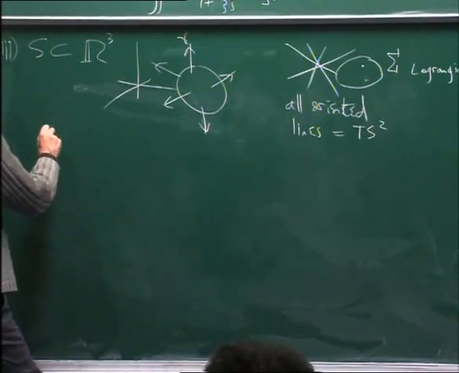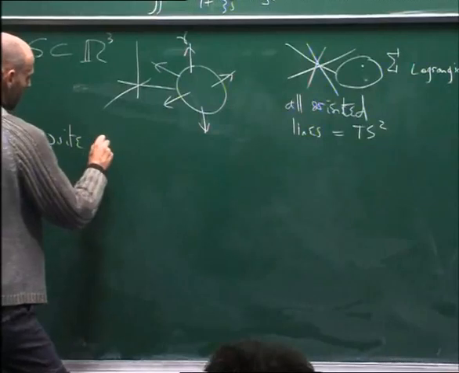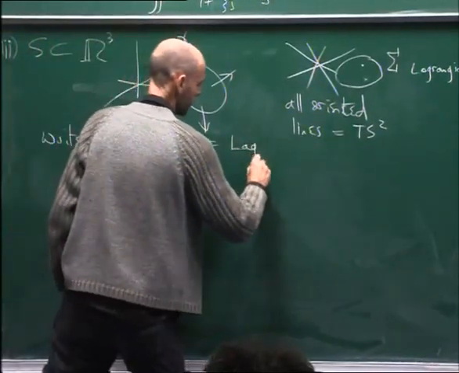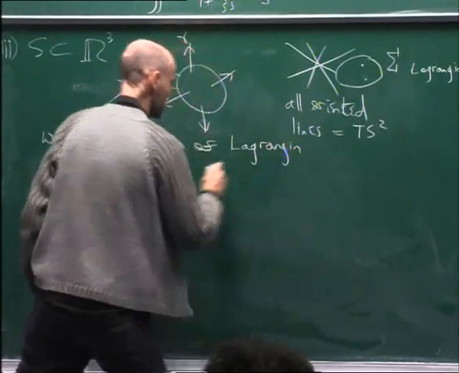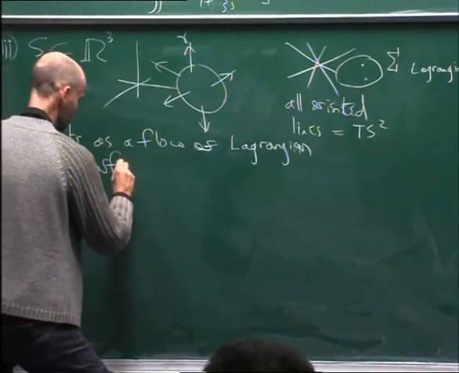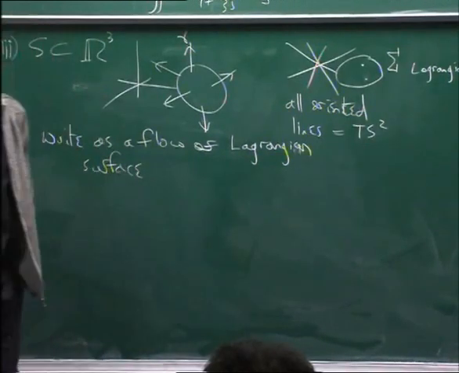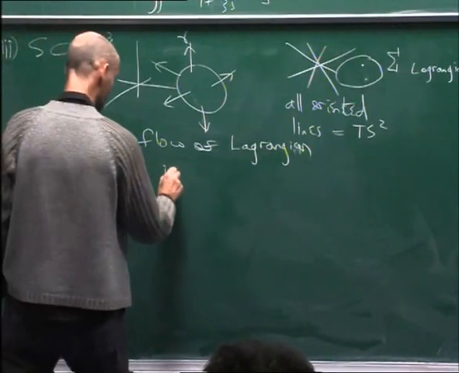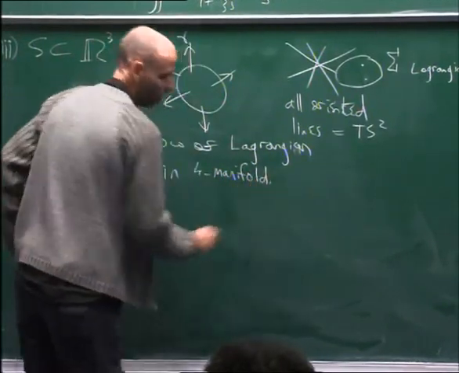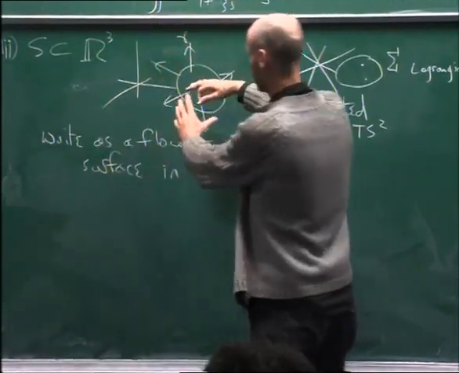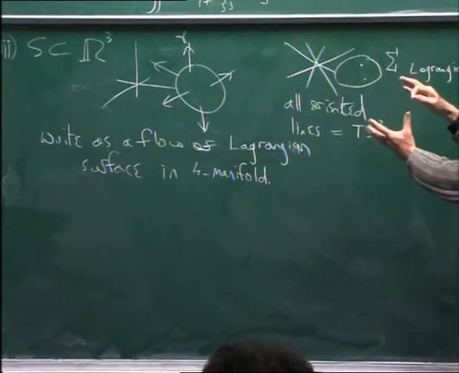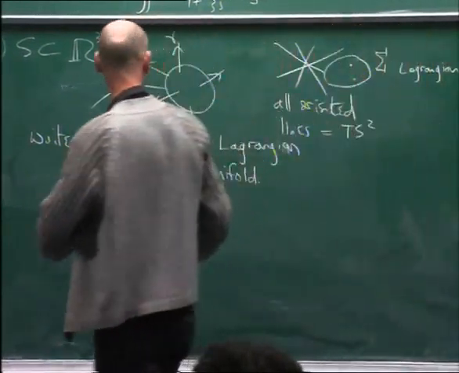And what we do is we write it as a flow of a Lagrangian surface in TS2. And actually, it turns out to be linear as well, as a Lagrangian surface in this four-manifold. And what we show is that while the surface in R3 is going out to infinity, the lines are converging. So we actually get a convergence result in this space.